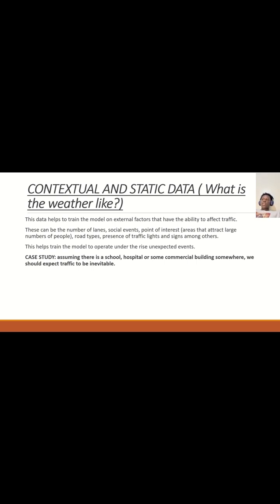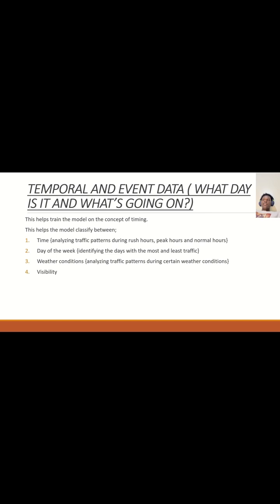Then there's a point of interest. So the areas that attract large groups of people, we normally expect there to be traffic. Then there are road types, presence of traffic lights, and amongst others. So this helps the module to operate under the rise of unexpected events. Temporal and event data. So what day it is and what's going on. So this helps to train the module on the concept of timing. So this helps the model classify between time, day, weather conditions, and visibility.